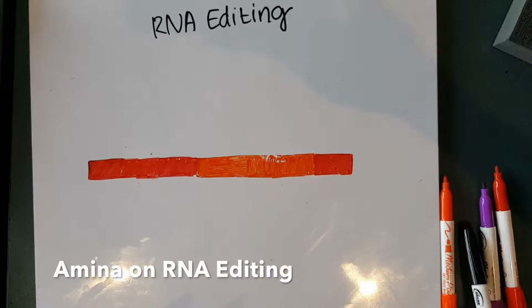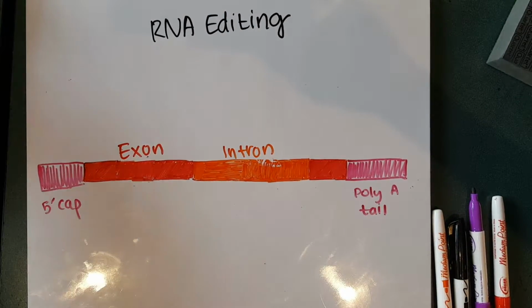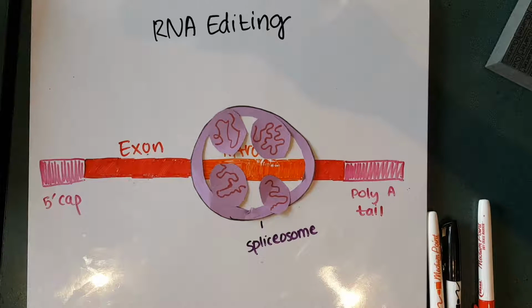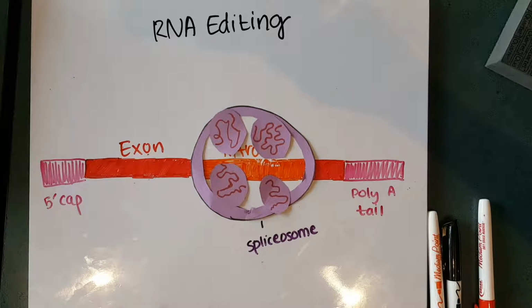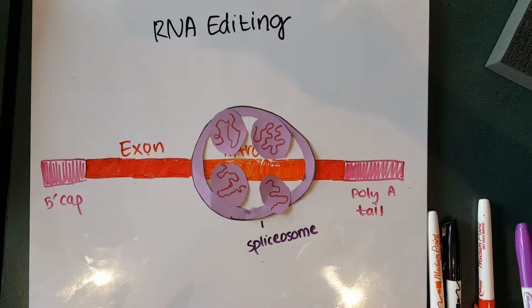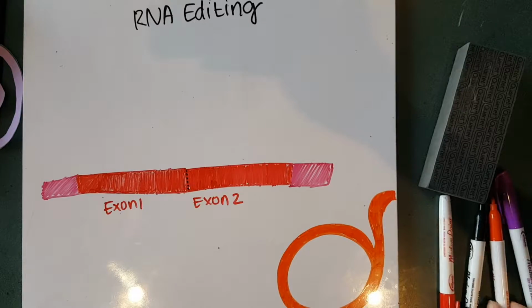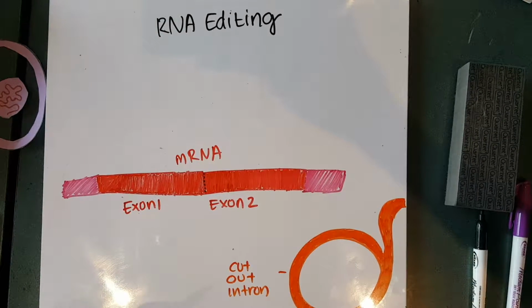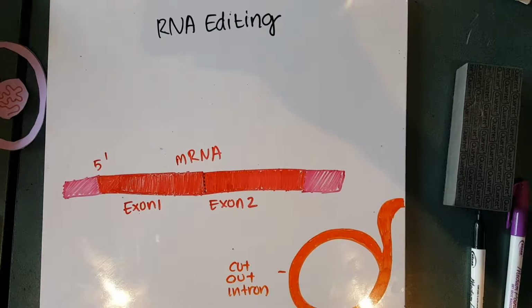mRNA contains exons that code for protein and introns, the non-coding sections. Non-coding introns need to be removed, and a 5' cap and a 3' poly-A tail need to be added. They are added to protect the transcript from being broken down by enzymes and to facilitate attachment of the mRNA to the ribosome. The introns are removed by a process called RNA splicing. In this step, small nuclear RNA along with other proteins create a spliceosome to catalyze the excision of introns and joining of exons.